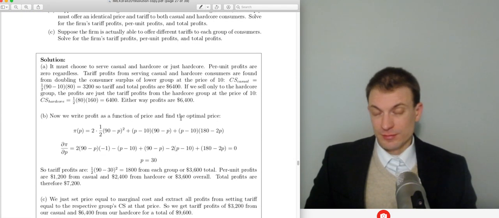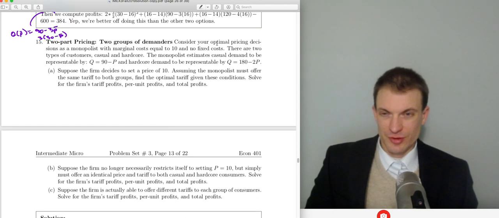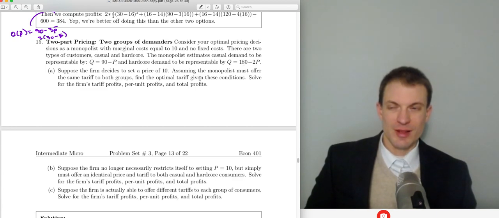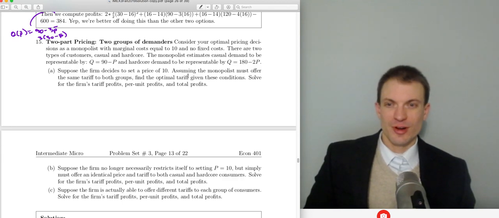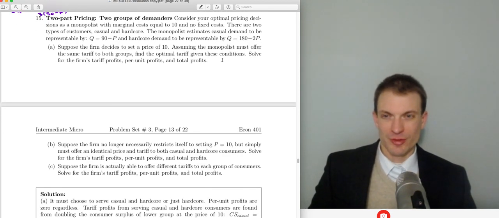Let's see. I should do this one. So consider your optimal pricing decision. When your marginal costs are 10, there's no fixed cost. There's two types of consumers, casual and hardcore. So the monopolist estimates casual demand to be 90 minus P. Hardcore demand is 180 minus 2P. Suppose the firm decides to set a price of 10. Assuming the monopolist must offer the same tariff to both groups, find the optimal tariff.